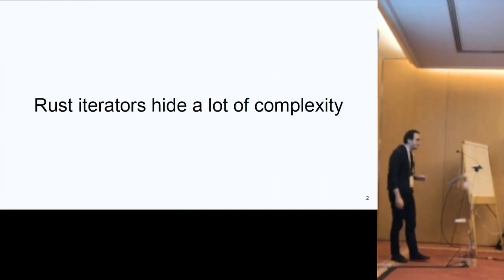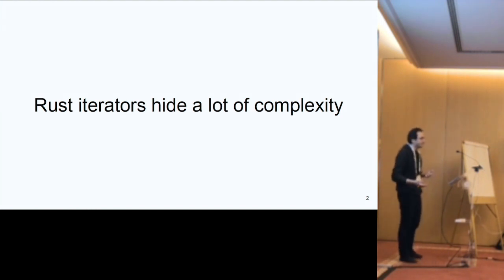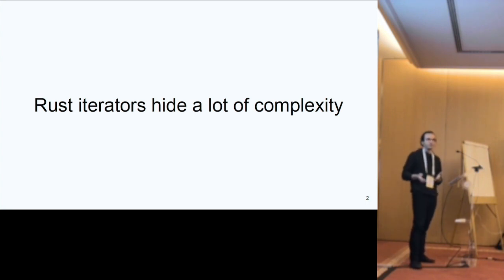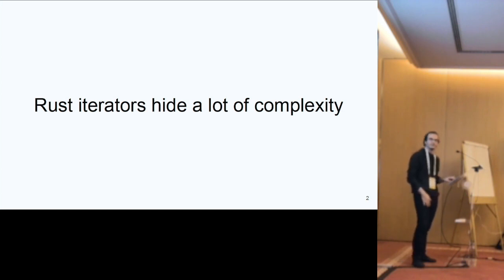So to begin with, I want to make the point that iterators in Rust hide a lot of complexity, which is both good because your code looks nice, it's quite maintainable, it's easy to read, but of course there's a cost to this, right? The compiler has to do something about this, and also to specify and verify these things, we'll find some challenges there.